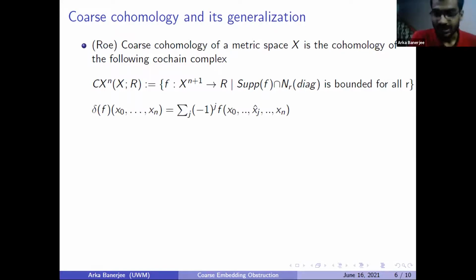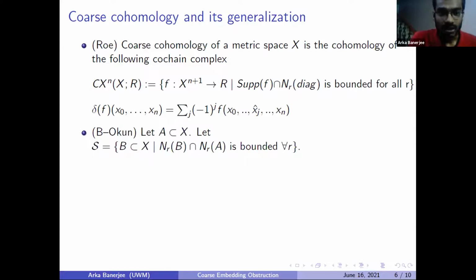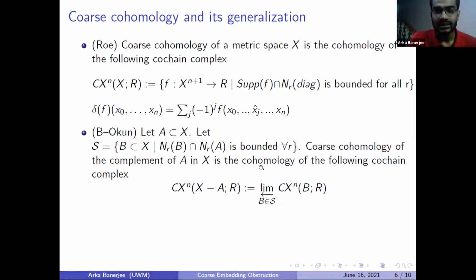Now, joint with Okun, we actually generalized this to define coarse homology of the complement. So what you do there is, as I said before, let's say you have a subset A in X, and you want to measure the coarse homology of the complement. What you do is you look at this collection of sets which are coarsely disjoint from A, meaning that property, and then you look at the following quotient.